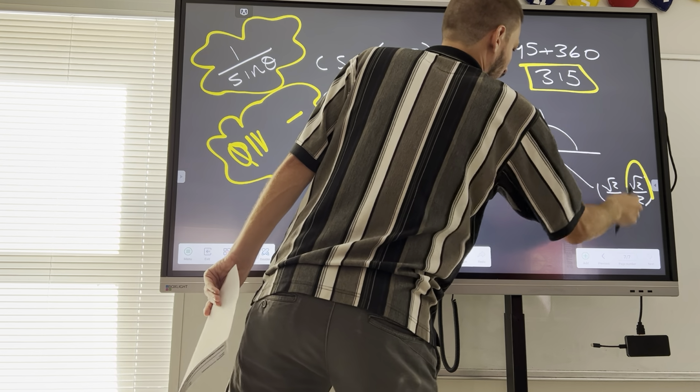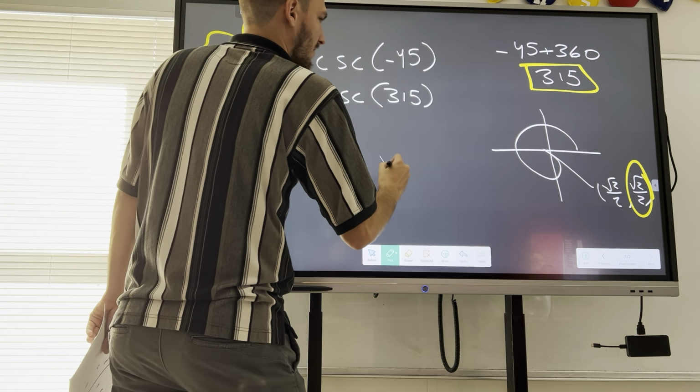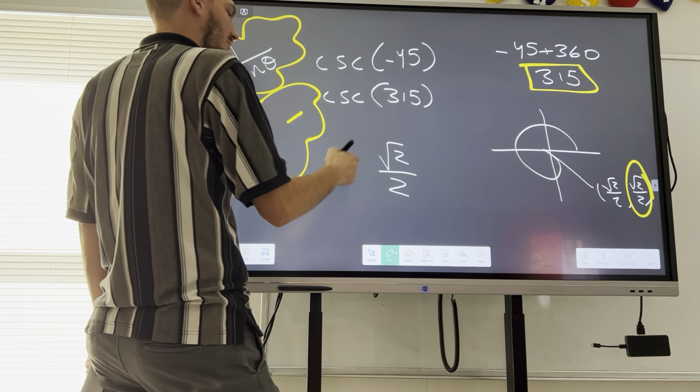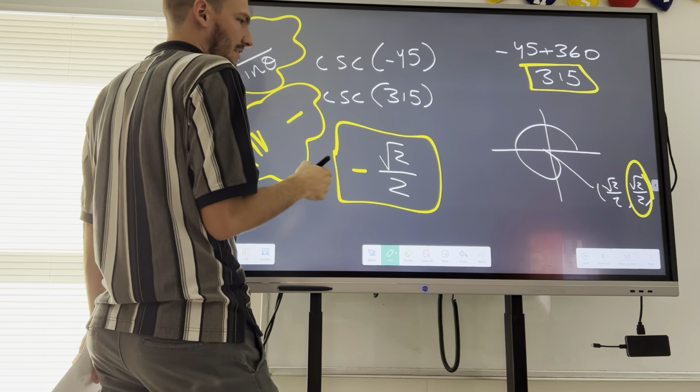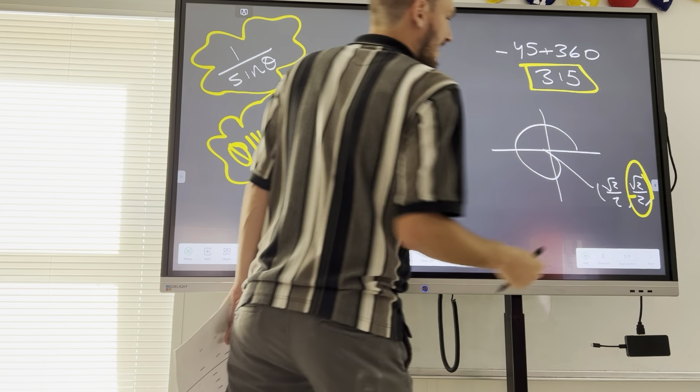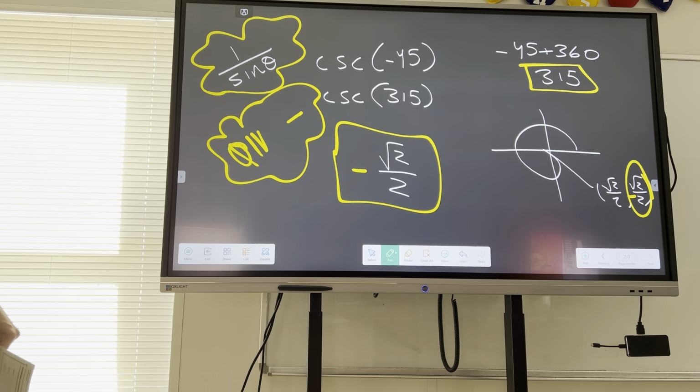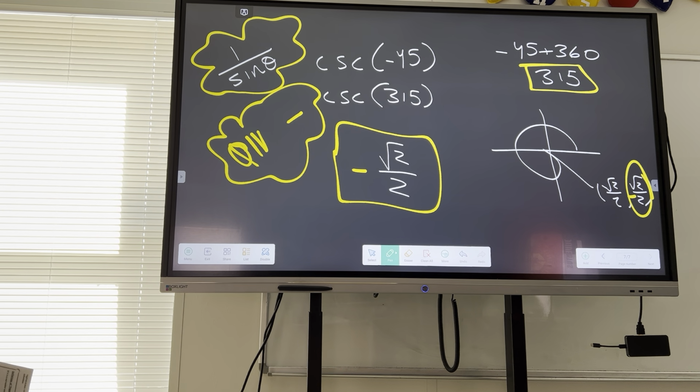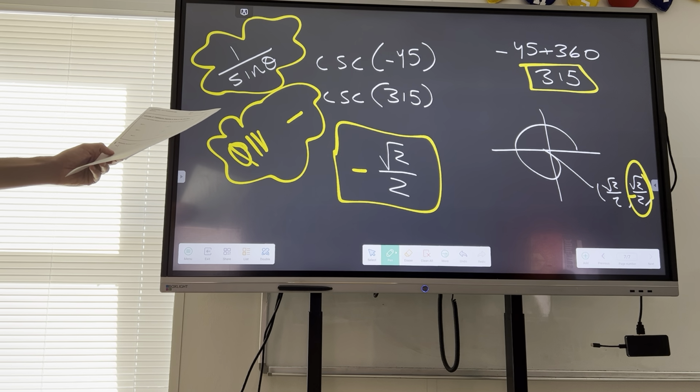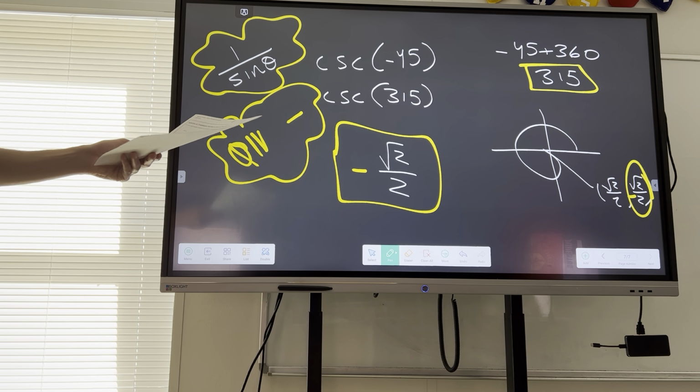Sine tells me to grab the y value. Square root 2 over 2. And of course, I already know it's going to be a negative number because this is negative in the fourth quadrant. But what did I do wrong?